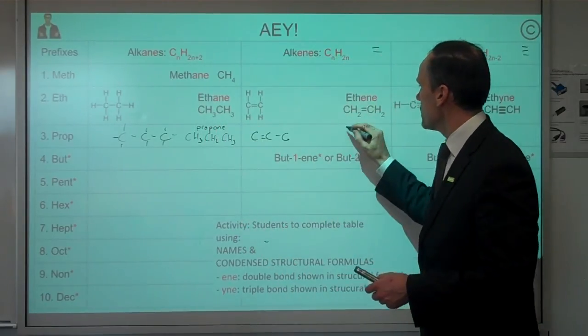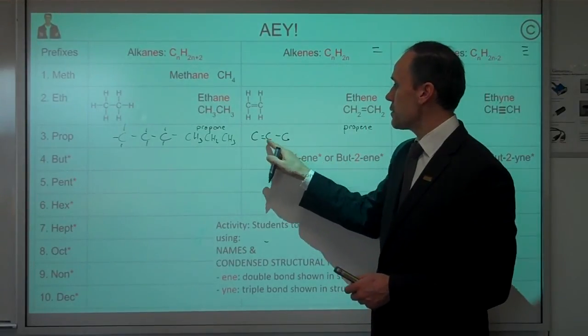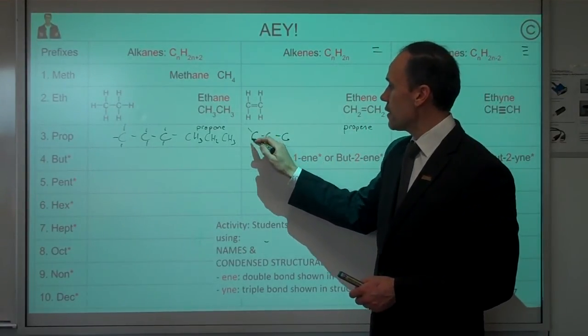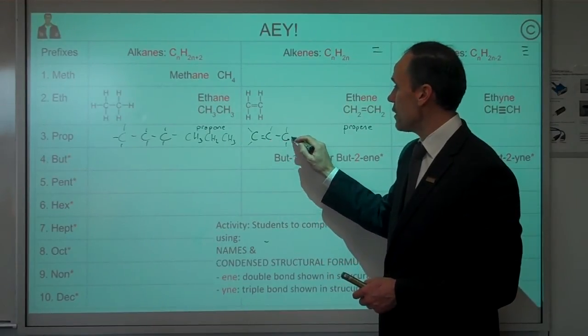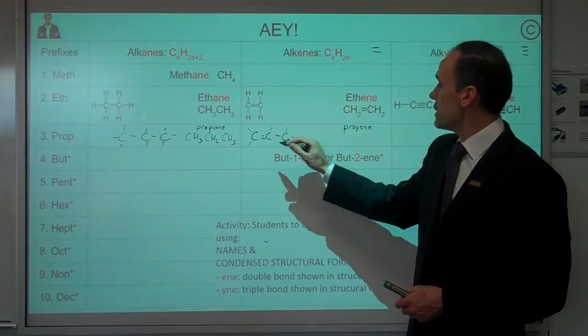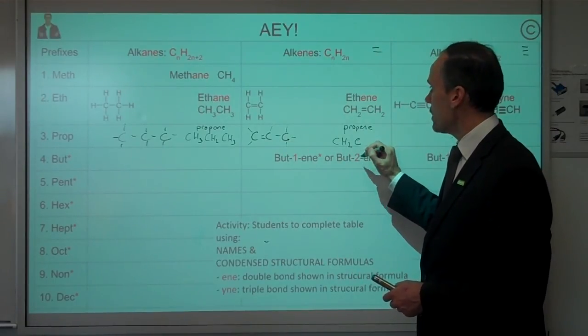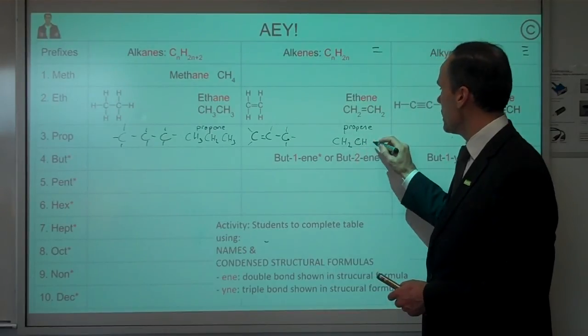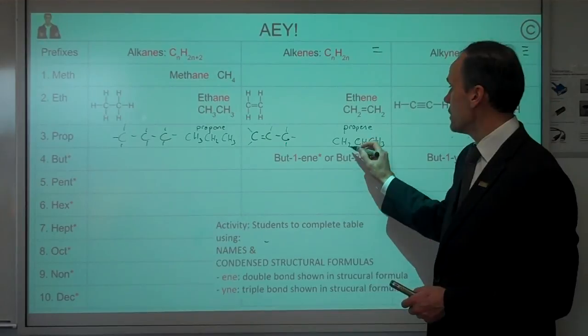This one here is propene, and it has 3 carbons, but there's a double bond. That can only have 2 coming off it. That can only have 1 coming off it. That can have 3 coming off it. So it has CH2, 1 CH hanging off that, CH3. Where's the double bond? There.